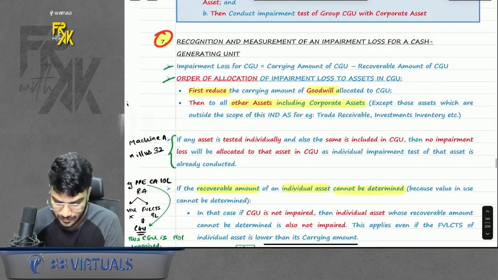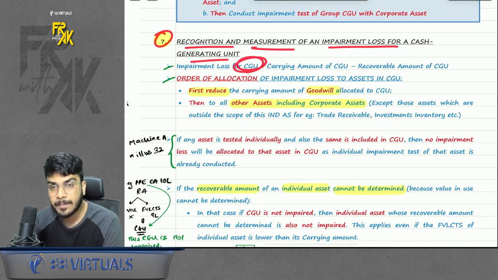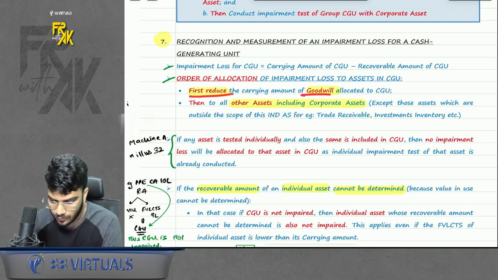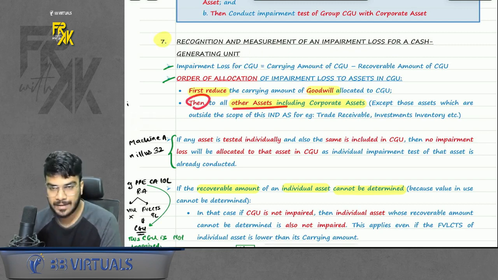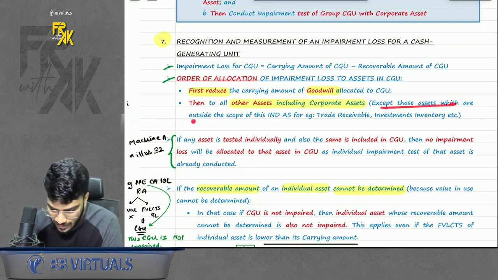Now the 7th point is here. Recognition and measurement of an impairment loss for a CGU. If you get any impairment loss in a CGU, first allocate to goodwill. Then you will allocate to all other assets, including the corporate asset, but except those assets which are outside the scope.